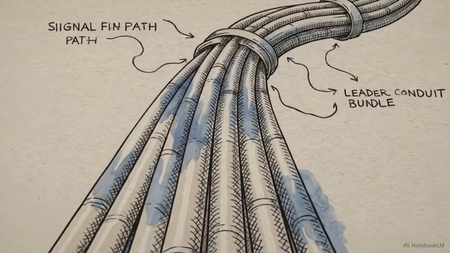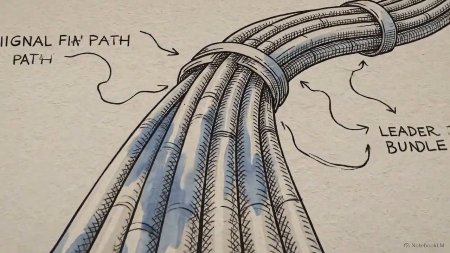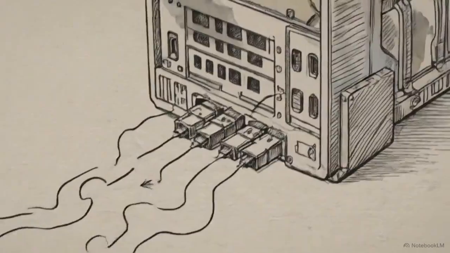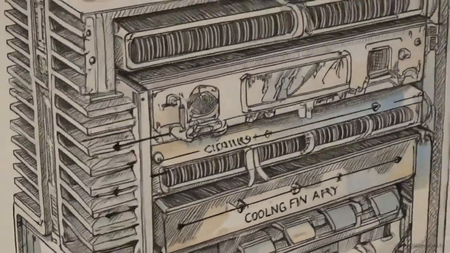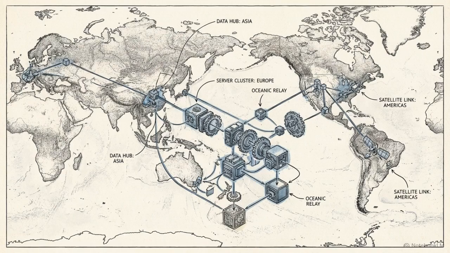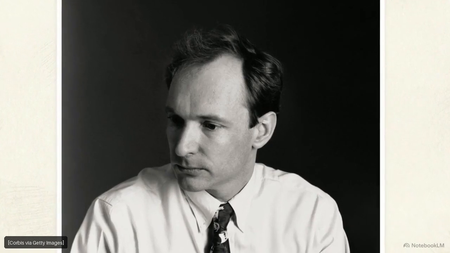The Internet is a global network of physical hardware. It consists of thousands of miles of fiber optic cables connecting servers and routers across continents. The World Wide Web is a software application that runs on top of that physical cabling. Conceived at CERN by Tim Berners-Lee, it is a system of linked documents communicating over the network.